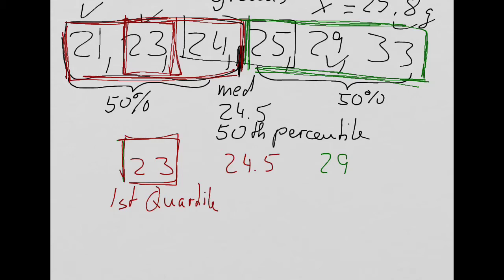Because it divides our data set, we divide our data set into 4 bits. So here is the first bit, here is the second bit, here is, if you like, the third bit, and then we have the rest. So this is the first quartile, this one here.